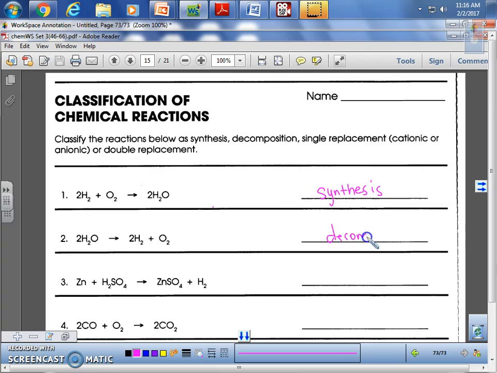Decomposition. Go ahead and write out the full name so you can have practice doing it so you don't forget what these words are. Don't shorten them yet, because as you shorten them, you'll just kind of forget what the words are. When you get to the quiz, you won't know what they are. One more. We have zinc, and then we have a compound, and then zinc gets in the compound. That's a single replacement. Go ahead and finish those out, and we will look at the next thing.